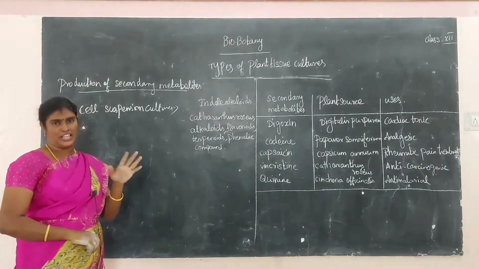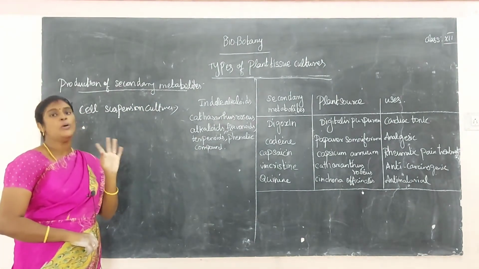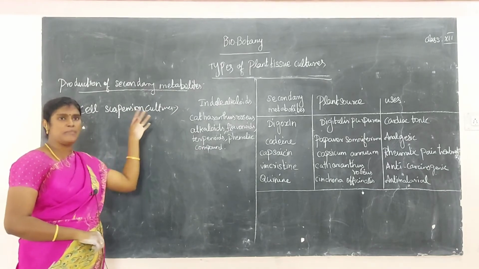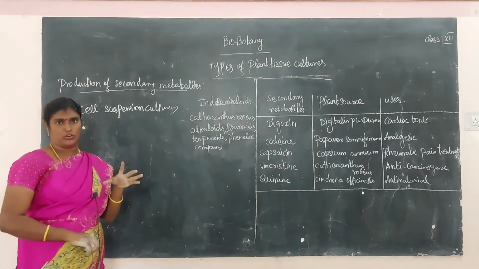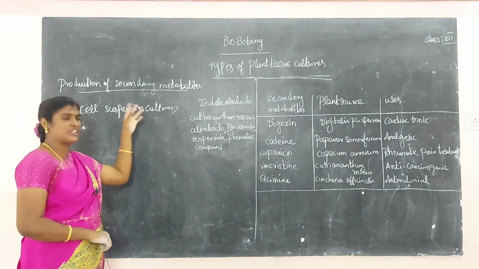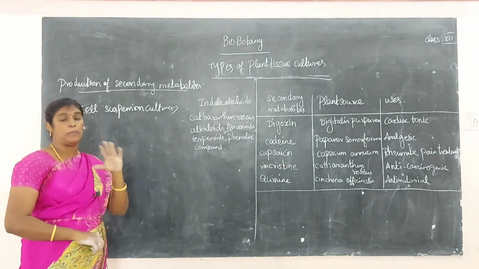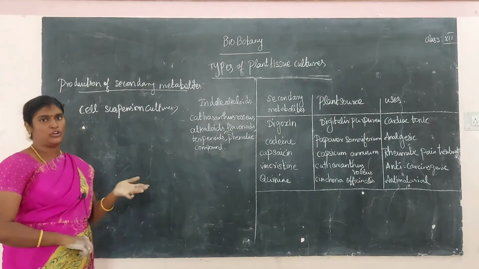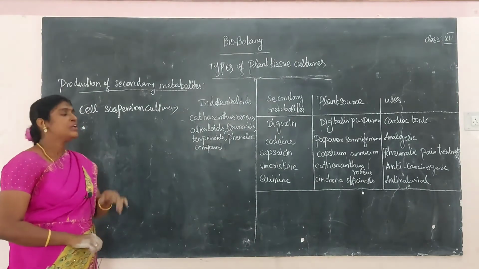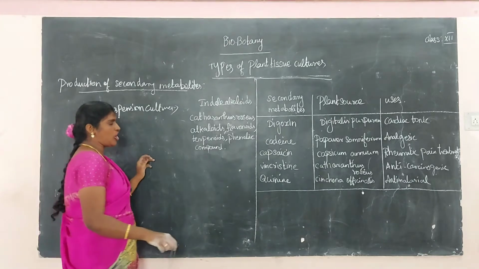What are secondary metabolites? Secondary metabolites are chemical compounds produced by the plant. These chemical compounds are not required for the plant. They are a byproduct of the plant. This chemical compound is not required for plant growth. It is a byproduct. So what are the chemical compounds?